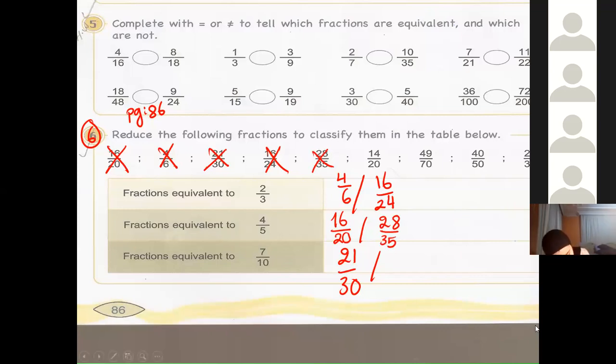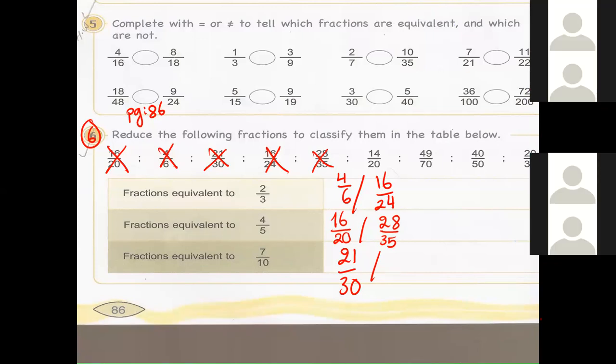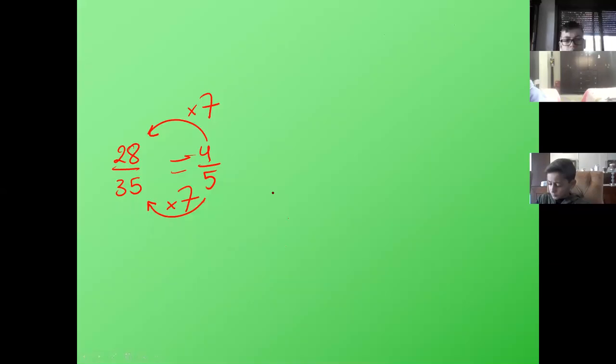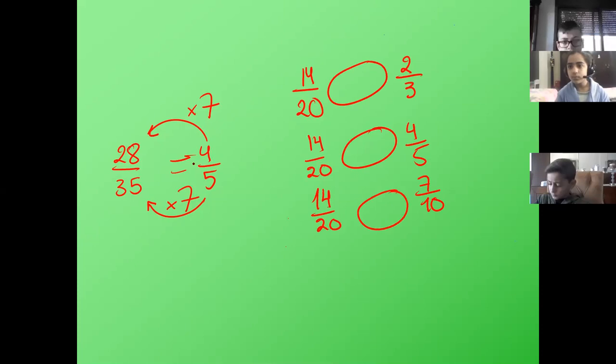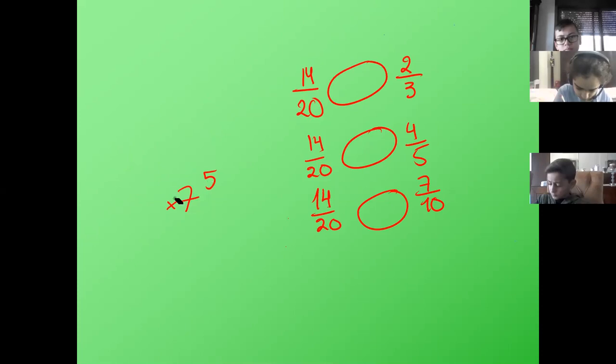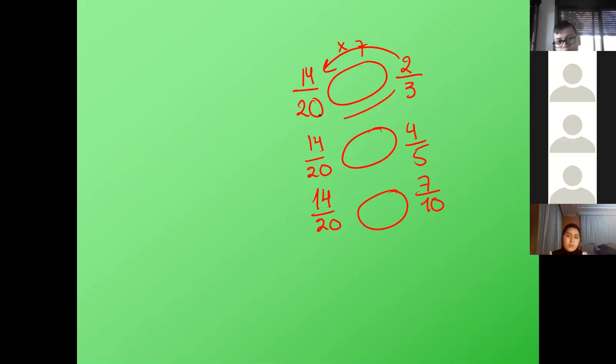Now, 14 over 20. Danielle. Let's check if 14 over 20 is equivalent to the first fraction, 2 over 3. 14 over 20 and 2 over 3. Is it equivalent to 2 over 3? 2 times which number equals 14? Seven, bravo. 3 times which number equals 20? Is 20 in table 3, Danielle? No. So non-equivalent. Okay, no relation between them. Thank you.